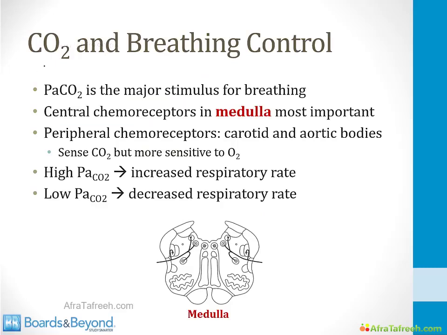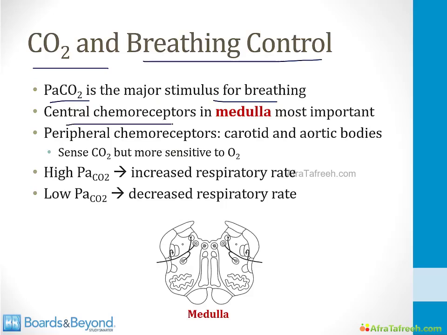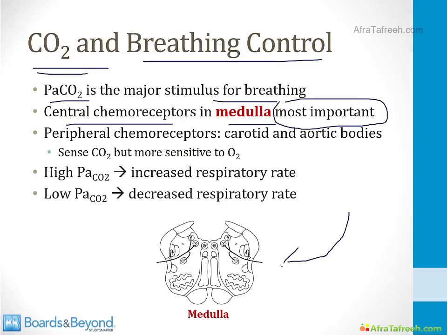Our body uses the content of carbon dioxide in the blood to control breathing. The PaCO2 is the major stimulus for breathing. There are central chemoreceptors that are found in the medulla. These are the ones that are most important for sensing the carbon dioxide level. And this is a picture of the medulla here on the screen to remind you of that. There are also peripheral chemoreceptors found in the carotid and aortic bodies. These can sense carbon dioxide, but they're much more sensitive to oxygen. The main chemoreceptors that sense carbon dioxide are found in the medulla.